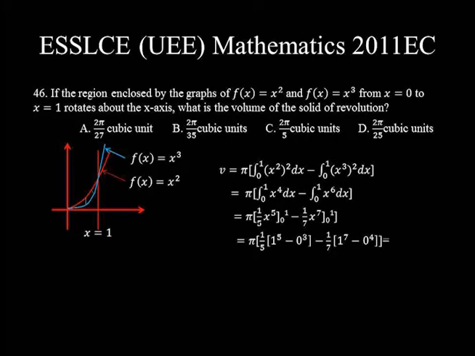equal to 1 to the power of 5 is 1, minus 0 is 1, 1 times 1 over 5 is 1 over 5, minus 1 to the power of 7 is again 1, 1 minus 0 is 1, 1 times 1 over 7 is 1 over 7, which is equal to 1 over 5 minus 1 over 7, which is 2 over 35 times pi. So choice B is the right alternative.